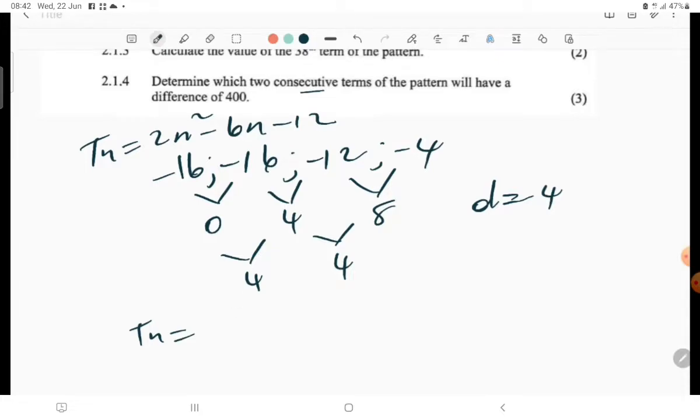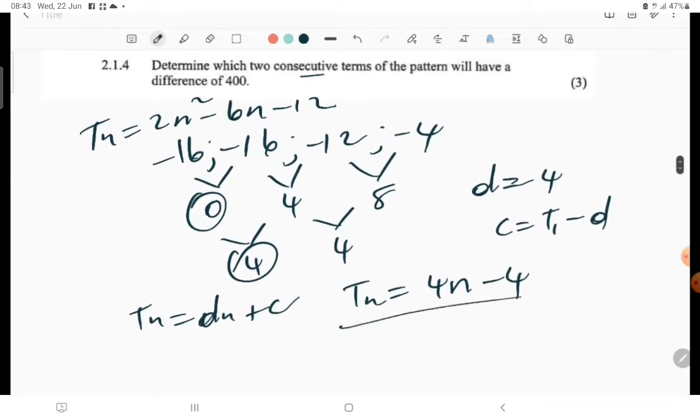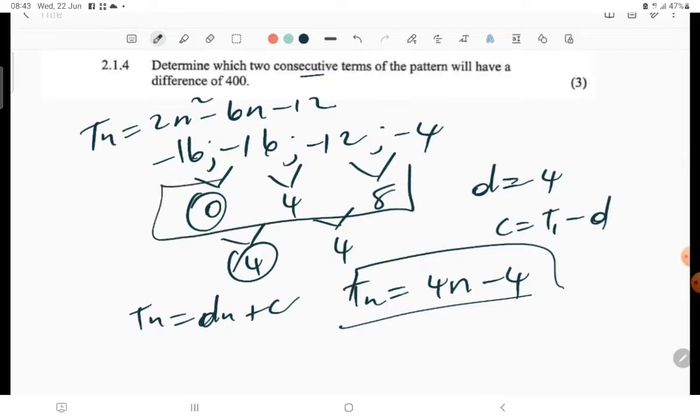Especially when we're looking for the formula for the first difference, which is the linear pattern, it is dn plus c. Our d is 4, so 4n, and c is always equal to t1 minus the common difference. Our t1 is 0, then 0 minus our common difference, which is 4, is just going to be negative 4. So this is the formula for the first difference.